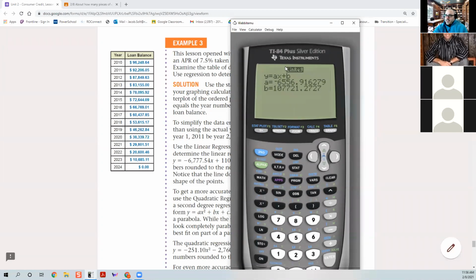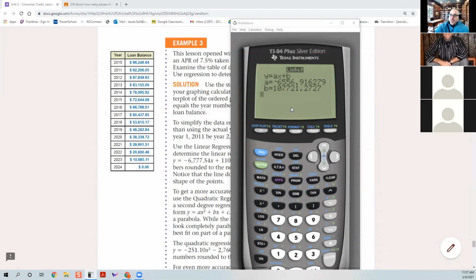It's telling us that the linear regression for this data is Y equals A, which is negative 6,556, times X plus B, which is 107,721. That is gibberish to you right now, and that's okay. Do you remember our friend Y equals? We're going to go into Y equals using these numbers. I'm going to put these numbers in the chat.